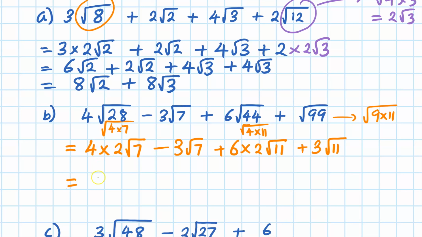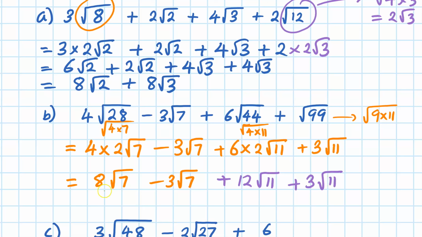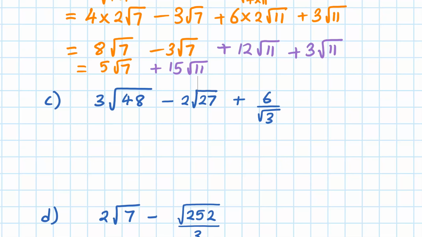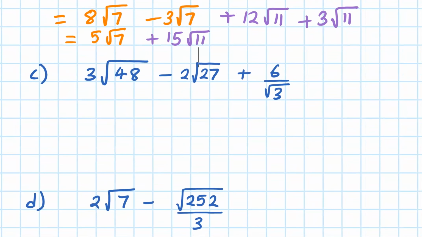Here we have 4 times 2, 8 root 7's, take 3 root 7. Here we have 6 times 2, 12 root 11 and 3 root 11. We have 8, take 3, 5 root 7, and then we have 12 plus 3, 15 root 11. I hope now you get the hang of this one. Let's move on. It's another variation. I have included all the variations that you could come up with in an examination. So if you complete all these and get the right answers with me, you are fine.